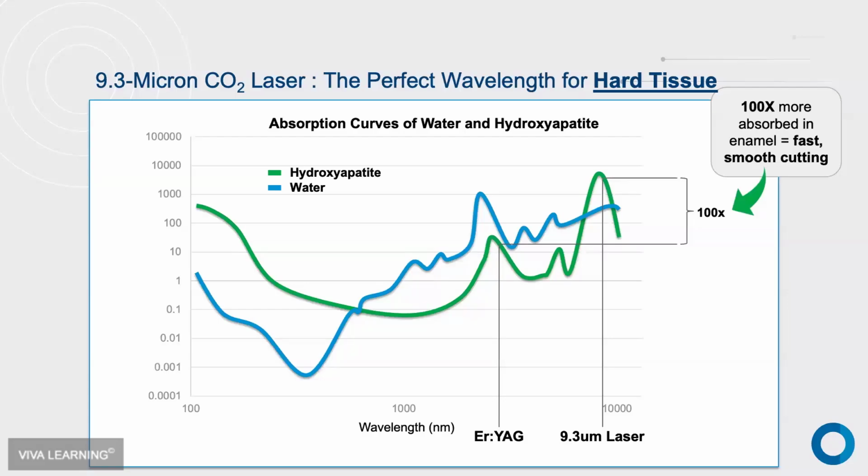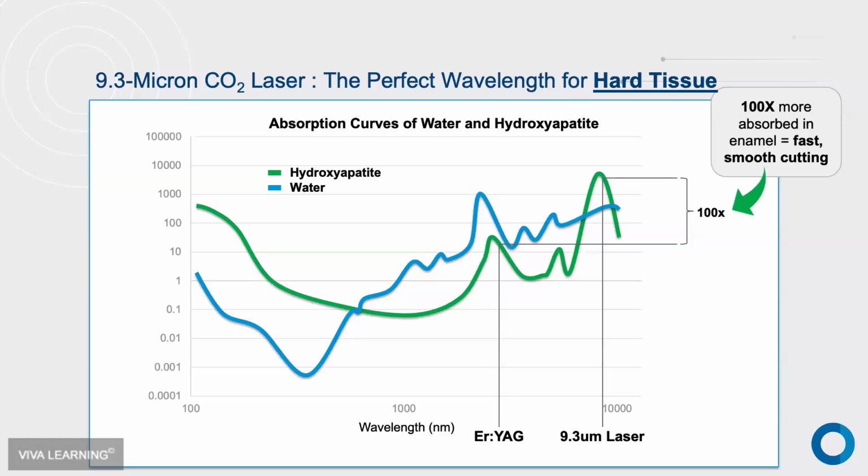Now compare that kind of to the green line, which is hydroxyapatite. And here's where the CO2 laser that we're talking about today lands. Right here at the 9.3 micron wavelength is where the peak absorption for hydroxyapatite is. So the way this laser works is you essentially fire a beam down and never mind the water, it finds hydroxyapatite, which is 85% or so of enamel. The hydroxyapatite absorbs that and then ablates the hydroxyapatite.